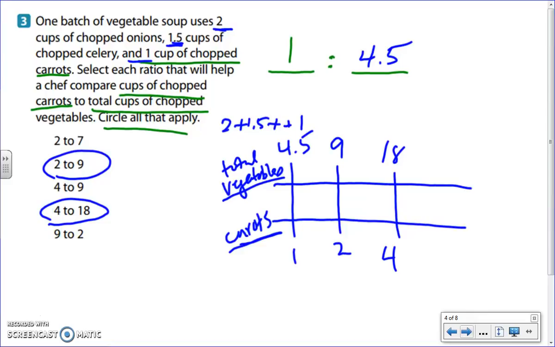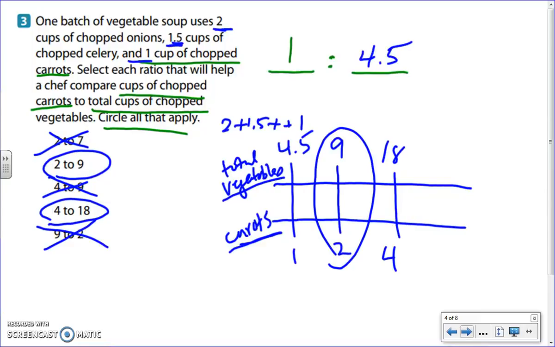The reason I don't like this one is because they mixed up the order. And I don't like 4 to 9 because I see that it's 4 to 18. It cannot also be 4 to 9. And I don't like 2 to 7 because I can see it's 2 to 9. So it cannot also be 2 to 7. So there are 2 correct answers in this case, both B and D.